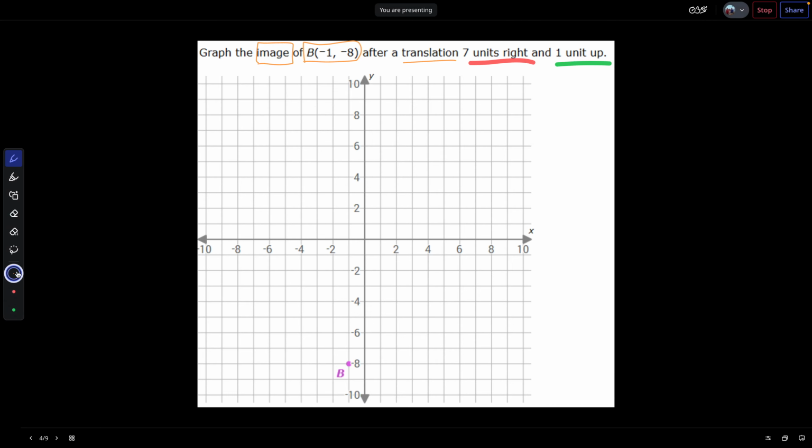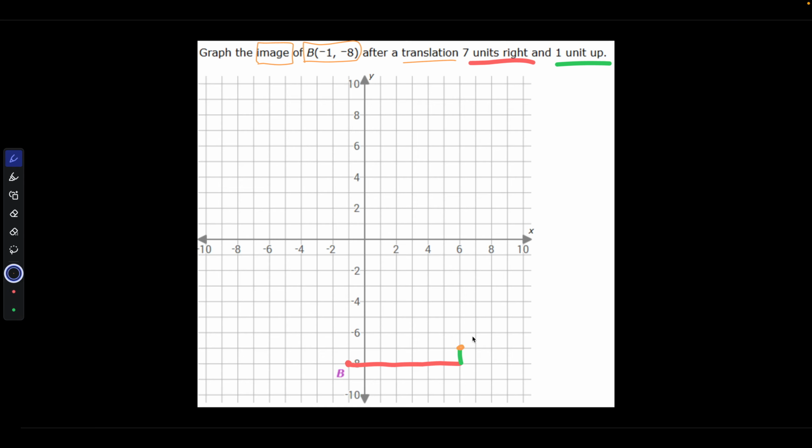So translation in math or in geometry just means a slide in certain directions. We're going to slide this point on the graph. So the first slide we do is 7 units to the right. So starting from the point they gave us, we go 7 grid lines, 7 numbers to the right. So 1, 2, 3, 4, 5, 6, 7. And now we do the 1 unit up. So now we go 1 unit up. And this is our ending spot.